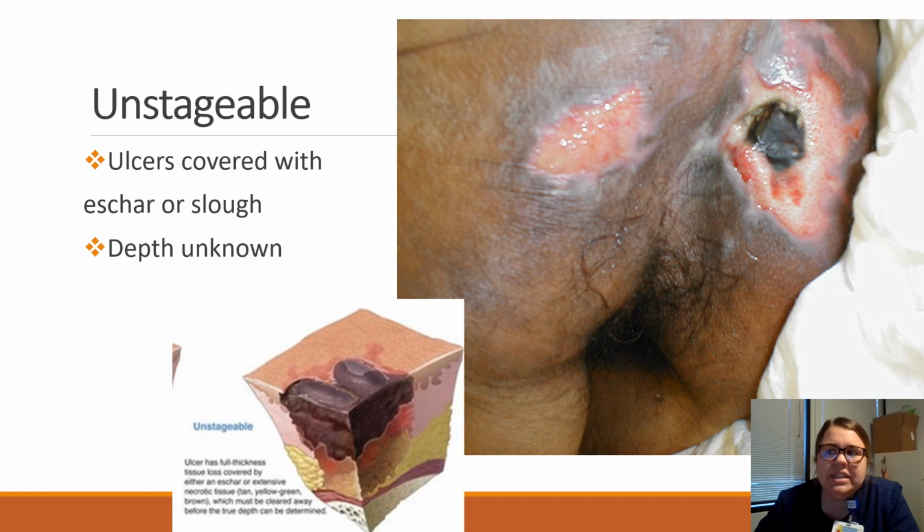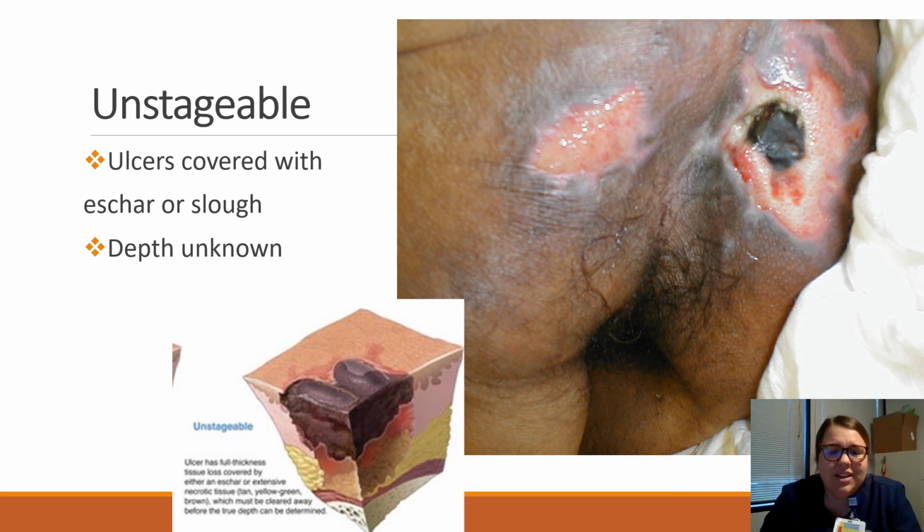Now I want to go back to the tunneling part real quick that I forgot to mention. Now I want to know how deep that is. So I'm going to take a long Q-tip, and I'm going to insert it, and I'm going to measure how long it is in there. I'm going to describe that in class so you can all see.